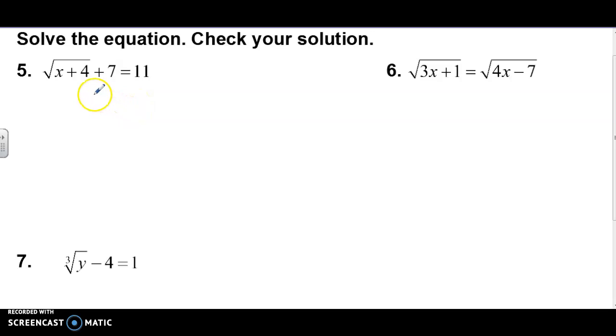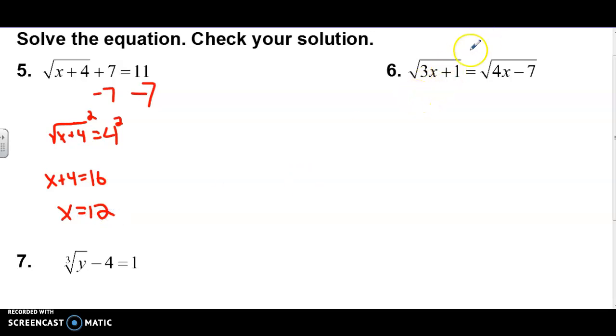All right, for this one, we'll subtract 7 from both sides. And you get the square root of x plus 4 equals 4. We square both sides here. You get x plus 4 equals 16. And then x would equal 12.